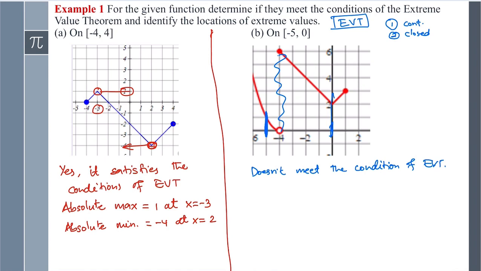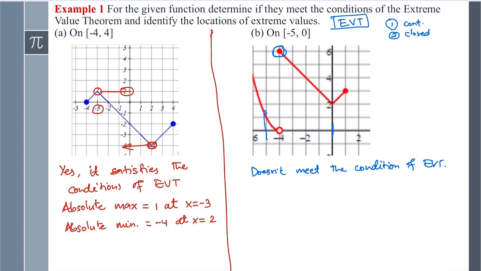Now, as I said earlier, if it's not continuous on the closed interval, it does not mean it won't have an absolute max or min. It might have. So let's go ahead and check. If you look over here from -5 to 0, we do have a maximum, the highest point here, which is 6. And that occurs at -4.